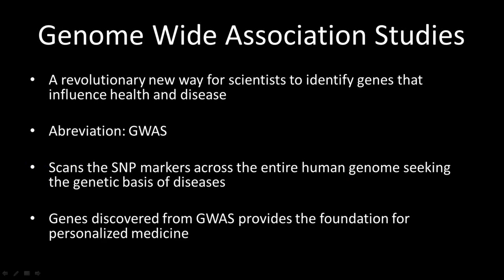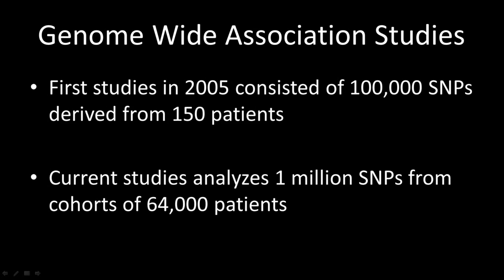Genome-wide association studies are a revolutionary new way for scientists to identify genes that influence health and disease. It scans the SNP markers across the entire human genome, seeking the genetic basis of diseases. Genes discovered from GWAS provide the foundation for personalized medicine. The first GWAS studies were conducted in 2005, consisting of 100,000 SNPs derived from 150 patients. The current studies analyze 1 million SNPs from cohorts of 64,000 patients.